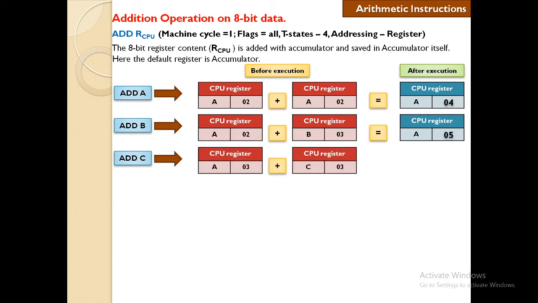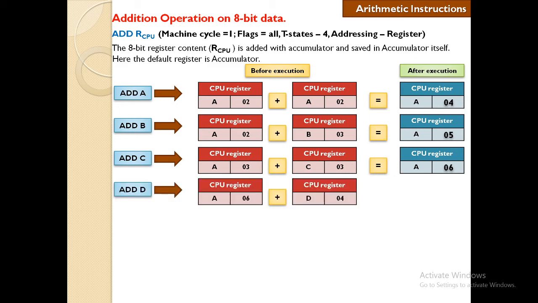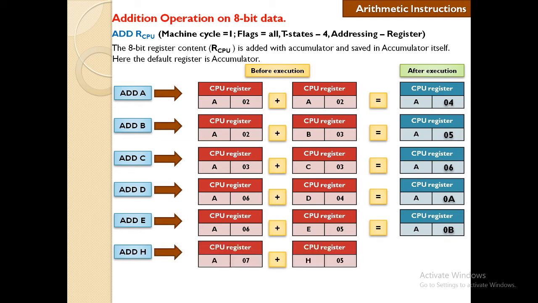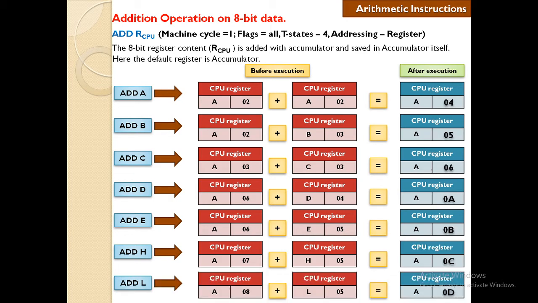Now let's move on to ADD C. Similarly, the content of C is added with A, and the result is stored in the accumulator itself. Similarly, there are other possibilities like ADD D, ADD E, ADD H, and the last one is ADD L. So these are the examples where the default register is the accumulator, and the contents of the given register get added with the accumulator and saved in the accumulator itself.